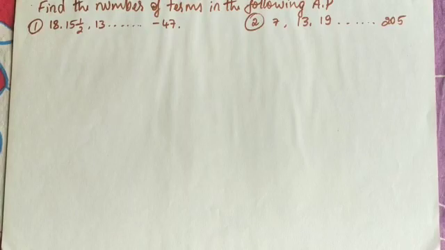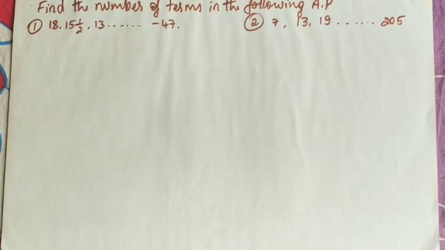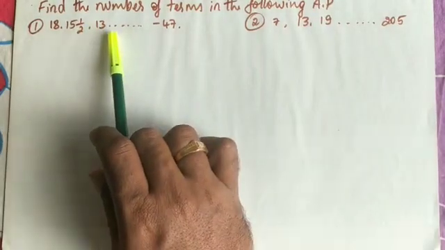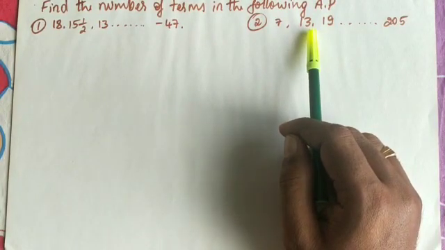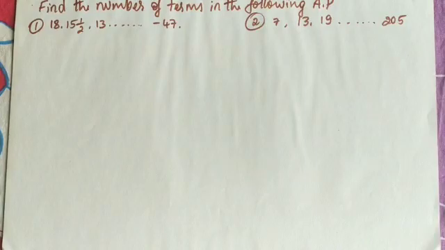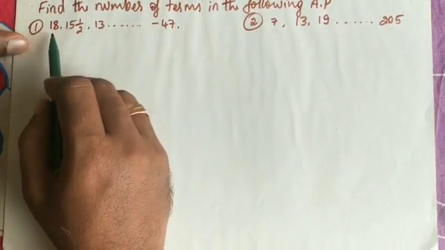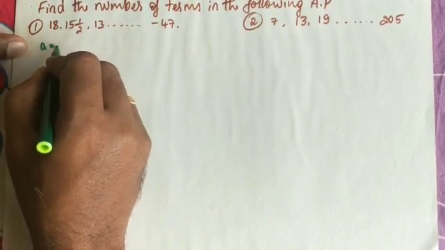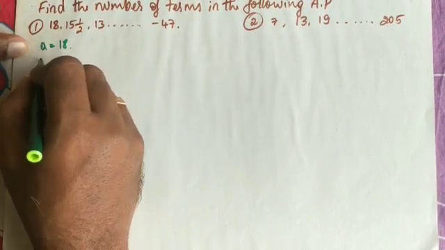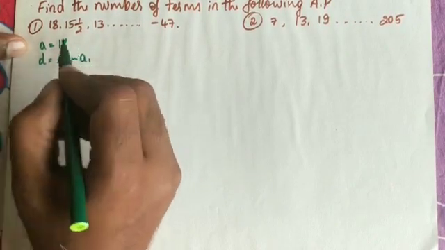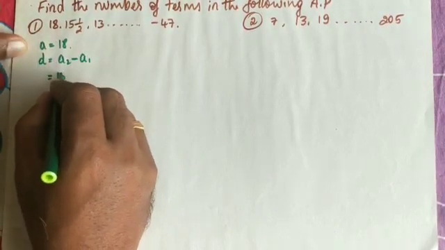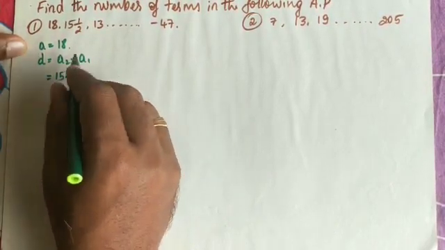Now let us take this problem in which we will be calculating the number of terms in the given AP. I will be solving one problem, and another problem will be solved by you as your homework. Here in this problem, the first term a is equal to 18, and the common difference, as you all know, is calculated by a2 minus a1. Here a2 is 15 and a half, minus a1, which is 18.